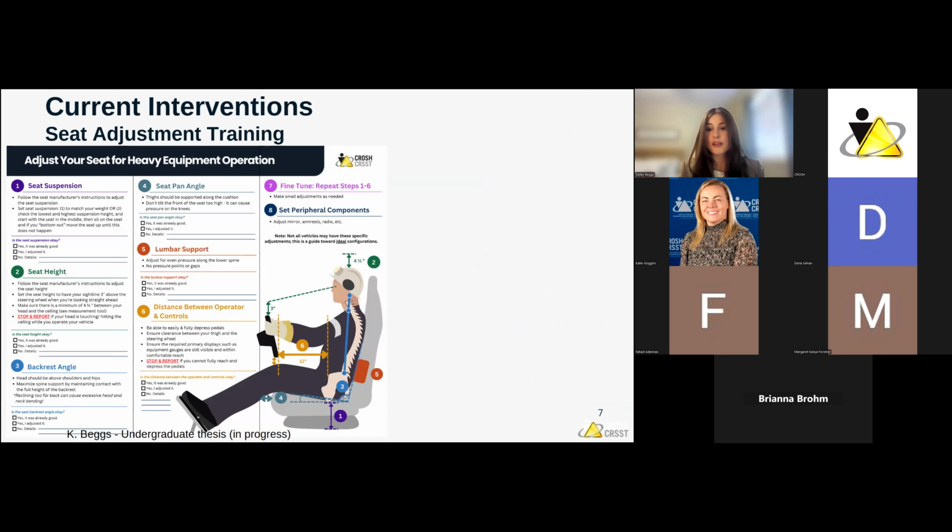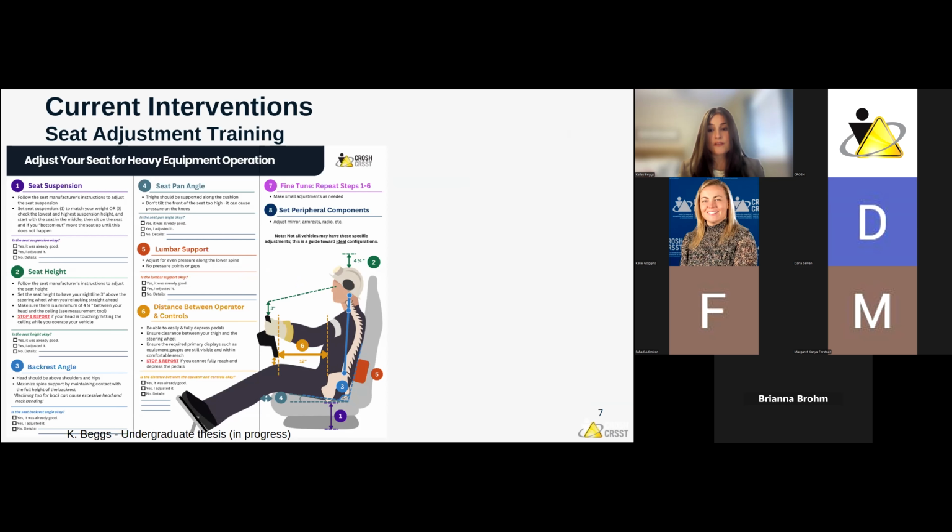So CROSH developed a seat adjustment training program under the supervision of Dr. Goggins, and you may have seen a presentation similar to that last year. What they did with this program is they tested the program at mine sites with operators. They were handed a brochure, so something like this, and then they watched a seat adjustment training video, which explained the brochure, and then got to practice their seat adjustment techniques on real equipment.